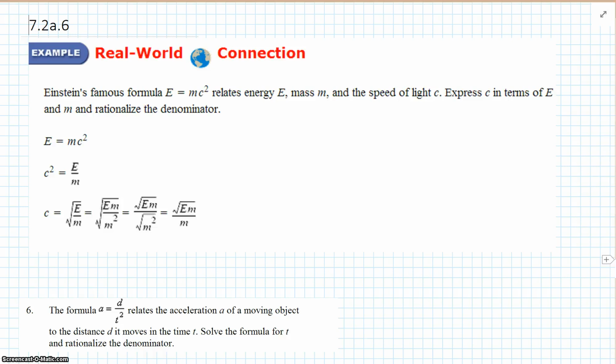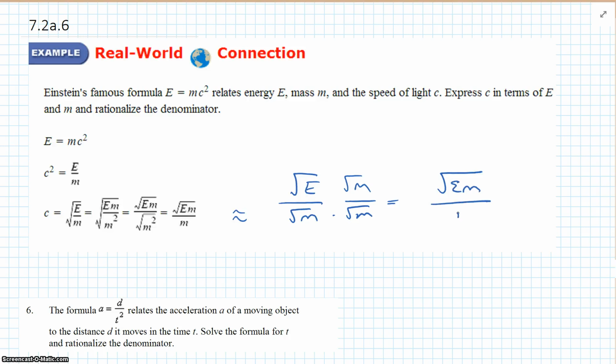So real world connection. Einstein's famous formula E equals mc squared relates to energy, mass, and the speed of light. Express C in terms of E and M, and rationalize the denominator. So E equals mc squared. So C squared equals E over M. So C equals the square root of E over M. So again, I'm going to have the square root of E over the square root of M. So now I'm going to multiply the top and the bottom by the square root of M. So I'm going to get the square root of EM over M.